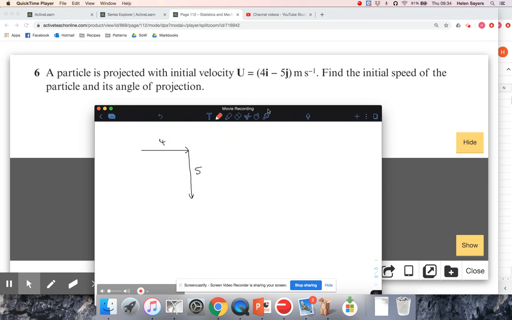So that's the direction it's actually travelling in. So I want to know the angle there and the magnitude of the velocity. So let's do the speed first, because that's just Pythagoras, because that will be a right angle triangle, because vertical and horizontal are perpendicular to each other.